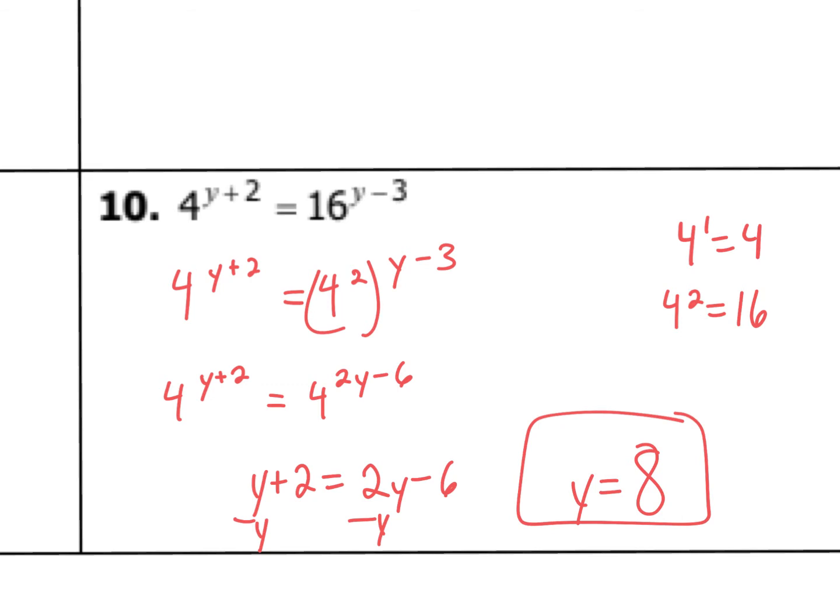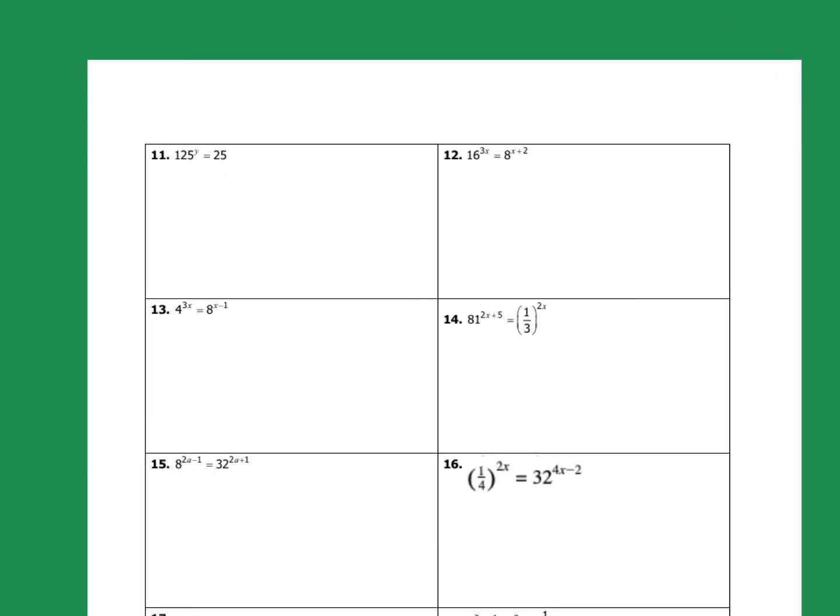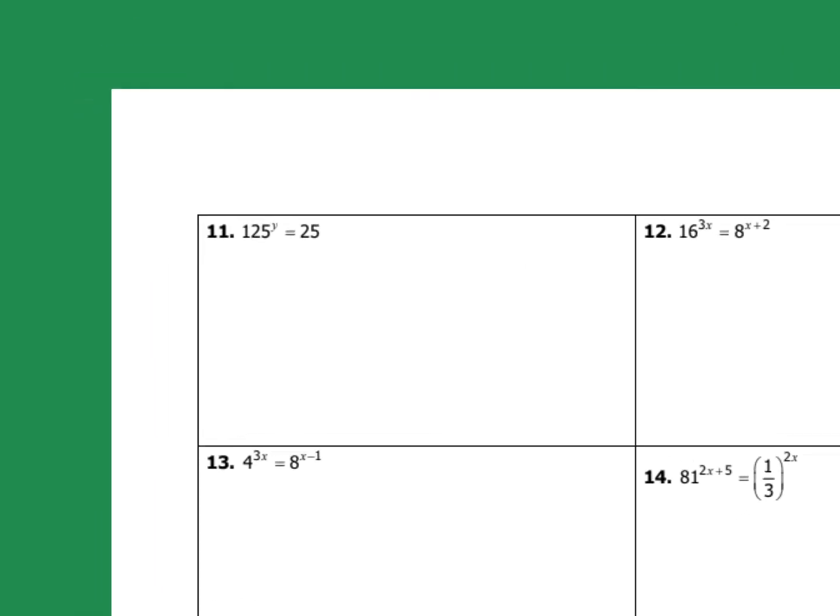Figure 8. Good deal. Questions on that? We feel okay about that? Are we ready to move on from there? Yeah. Cool. Okay. Number 11.